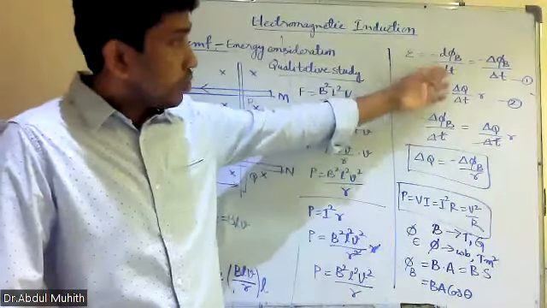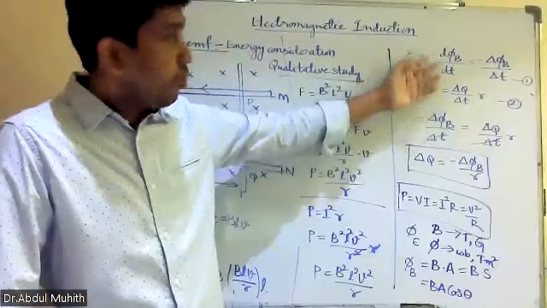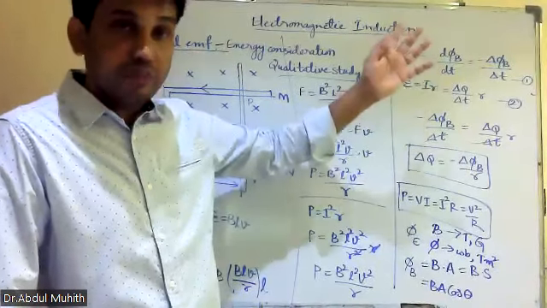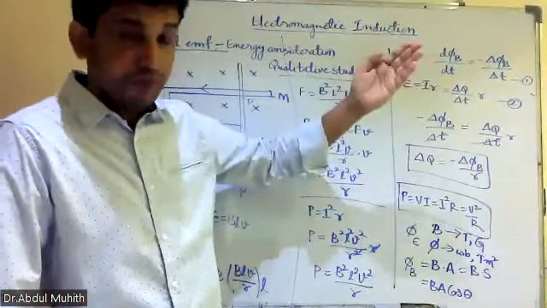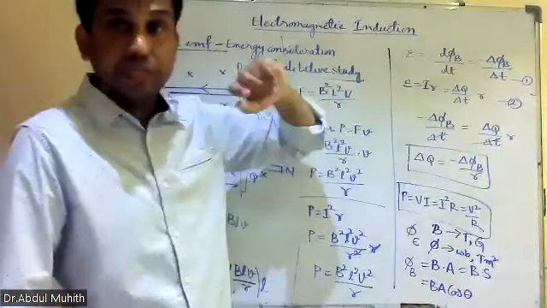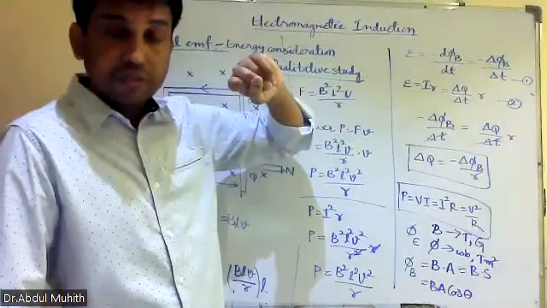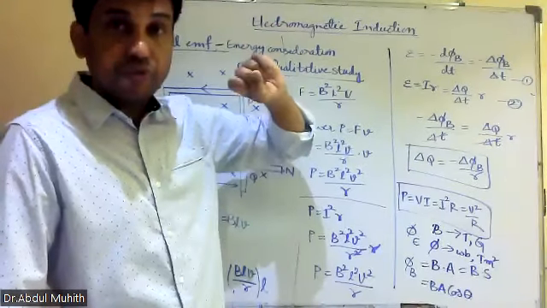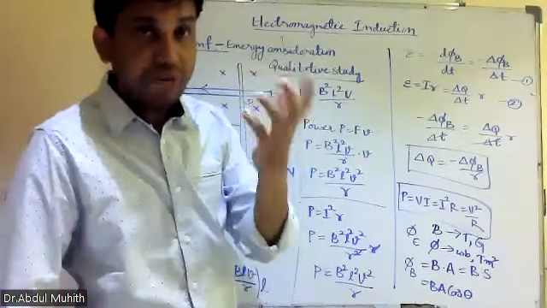Either you write, for mathematics people it will be easy to understand, d by dt. What is d by dt? Rate of change. So for bio people, we write delta phi B by delta t. Is it clear? Yes, sir. This is the first statement that I discussed yesterday.